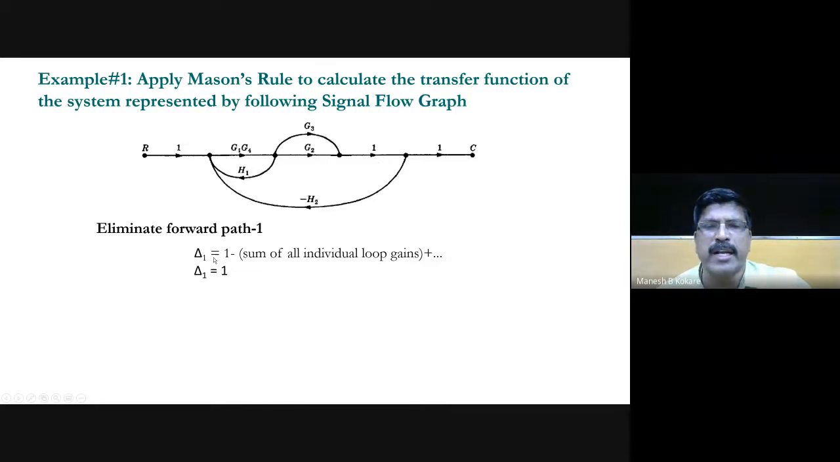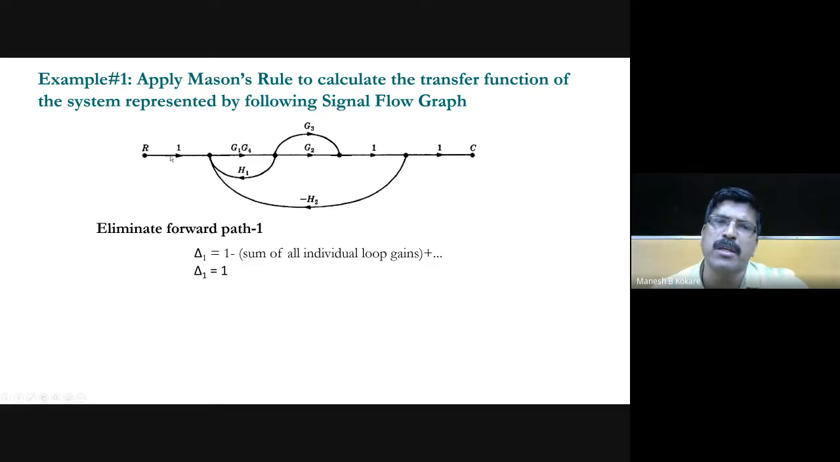So what is delta 1? Delta 1 will be 1 minus how many loops are left? There is no single loop left, so 1 minus 0, so that will be equal to 1. So delta 1 value is coming as 1. Are you getting how we have calculated the value of delta 1? You just have to eliminate the loops which are touching the first forward path.